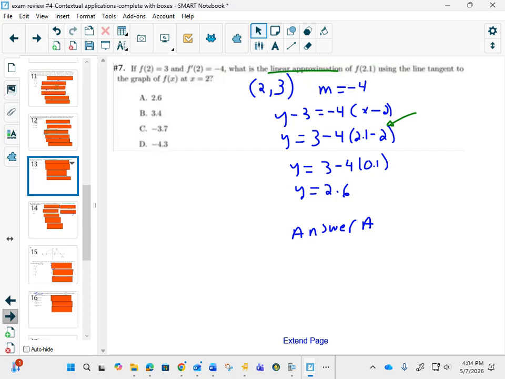So if we remember that linear approximation is just using the tangent line, how do you find a tangent line? You need a point and a slope. Once you've got that equation, then you plug in your number.